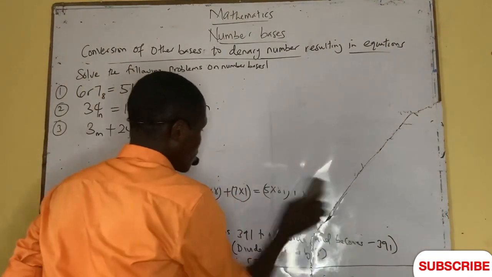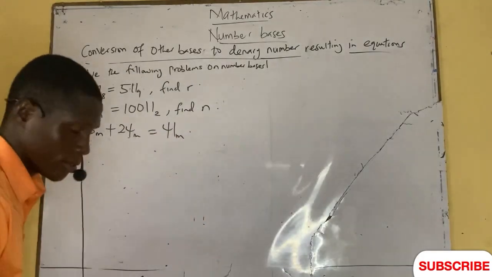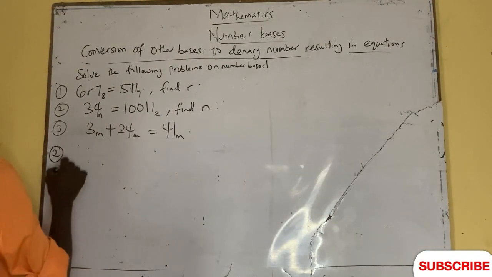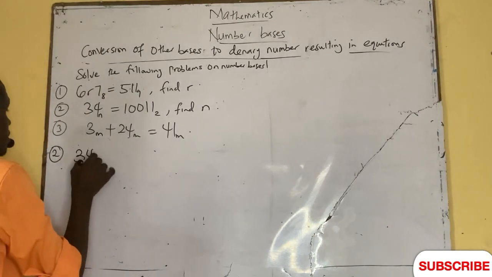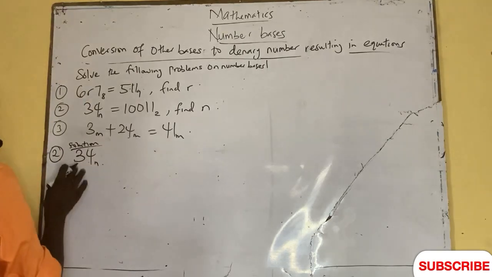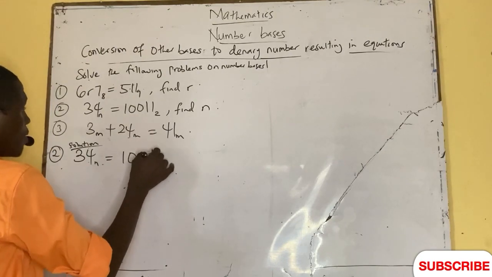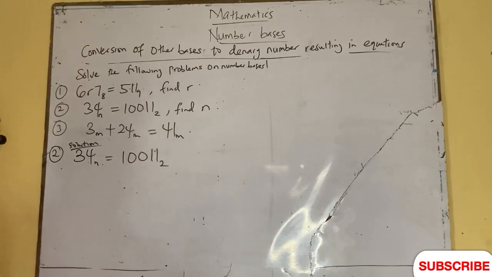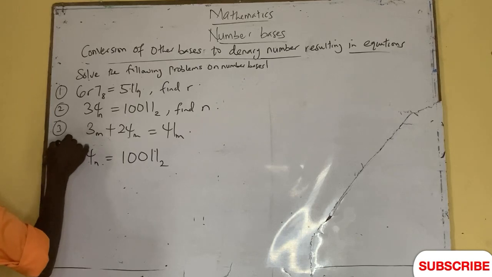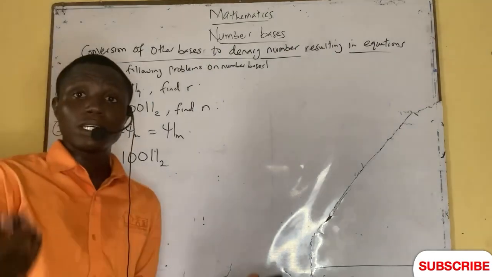Now the second one, which is number 2, is 34 base n equal to 1 0 0 1 1 2. This is the second question on number bases that leads to equations. It can be linear equations or quadratic equations.